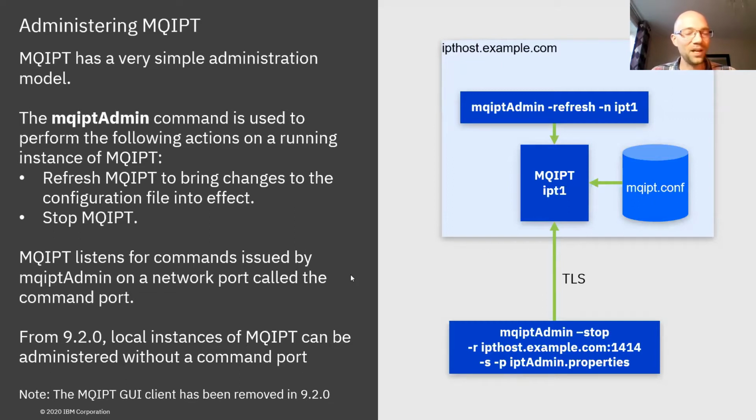From 9.2 onwards, you now have the ability to connect directly to local instances of MQIPT that are running on the same box as the MQIPT admin command. You can do that without using a command port. That's a big improvement, I think, to how you can administer MQIPT. Or if you want to connect to a remote instance of MQIPT, there is also a command port which is now secured by TLS. So in 9.2, we've made the administration of MQIPT a lot better, I would say.